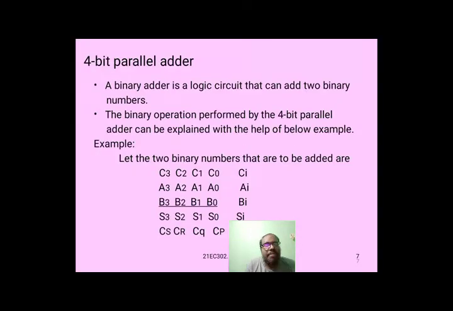Here a binary adder is a logic circuit that can add two binary numbers. The binary operation performed by 4-bit parallel adder can be explained with the help of the below example. Let the two binary numbers that are to be added be A3, A2, A1, A0, that is A, and B3, B2, B1, B0, that is B. Sum we are getting is S, that is S3, S2, S1, S0. Carry input is C3, C2, C1, C0. Carry output is CS, CR, CQ, CP.